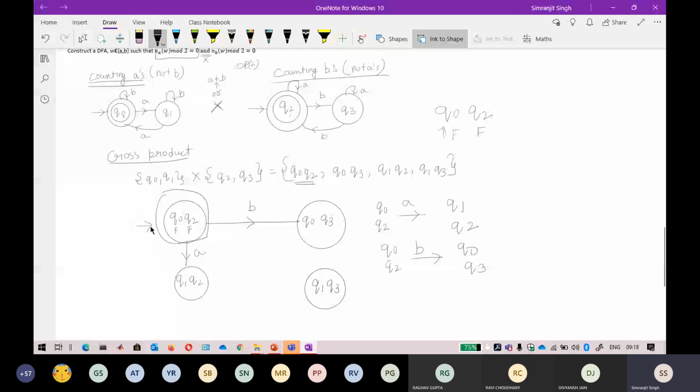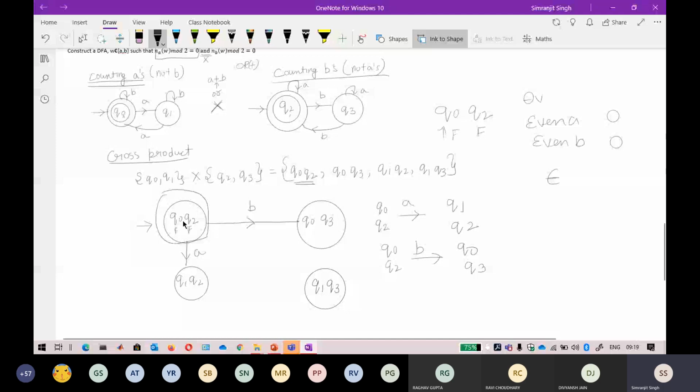We have to consider the initial state, because in this, if you see, we want an even number of a's and an even number of b's. So 0 and 0 is also an even number. It means the epsilon string can come. That is why I have made the initial state final. So the initial state will be the same as the final state. Okay, I think you got the point of what I want to say here.